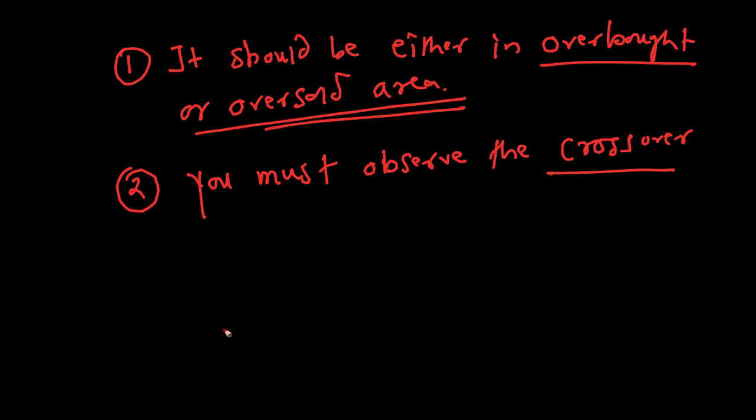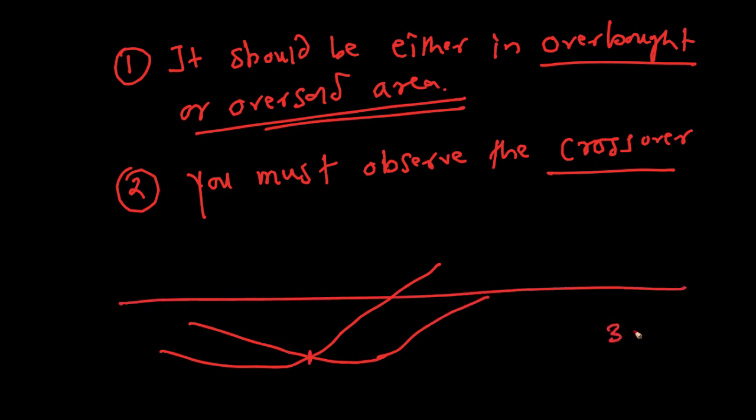So let's say this is the crossover which we observe, and this crossover is in the 30% area, the oversold area. It was oversold, and we observe this crossover, right? This is the percent D line, and the percent K line is crossing over this percent D line. So this is a positive crossover, and it is in the oversold area.